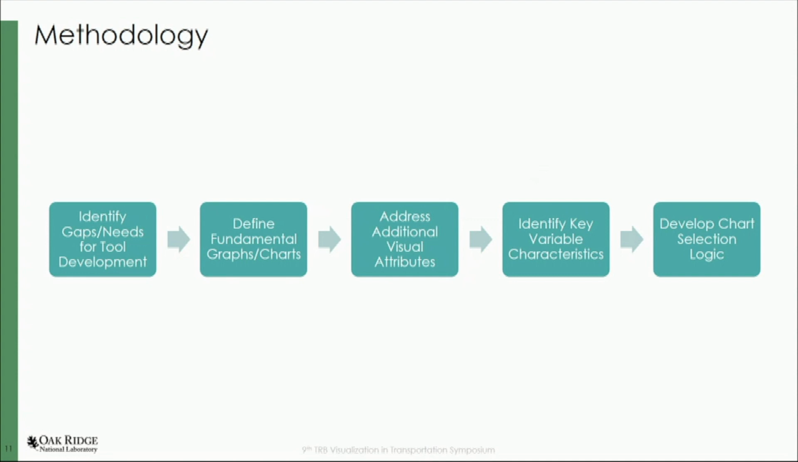And then we define fundamental charts that will give the basic ideas that can show the relationships that we want to show. And then on top of that, we add visual attributes, which I'll talk about later. So instead of giving you 100 charts that you can select from, start from fundamental charts and then add elements to those charts to make it tell your story. And then identify key variable characteristics, and finally provide a logic to map your variable characteristics to the charts that can be selected.